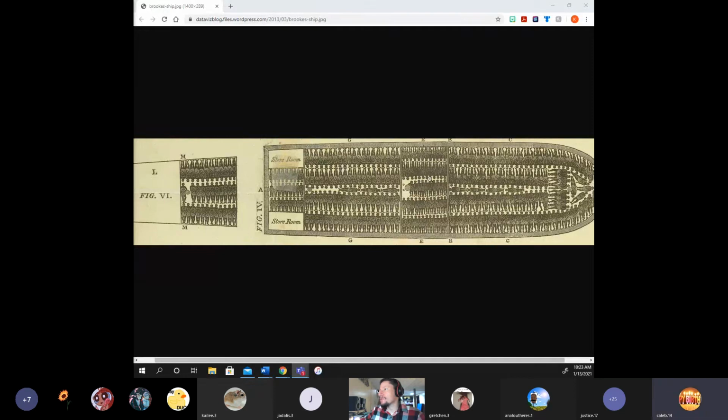So those are people. That's a diagram of the people. So basically every single one of these represents a slave. That is literally the way that they were transported over during the triangular trade, what is called the triangular trade.